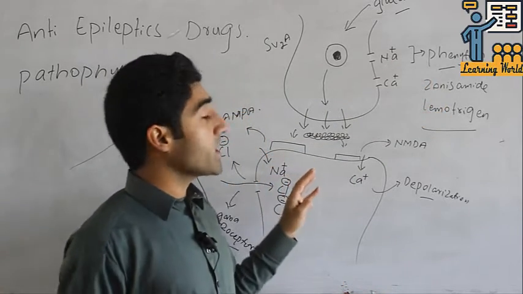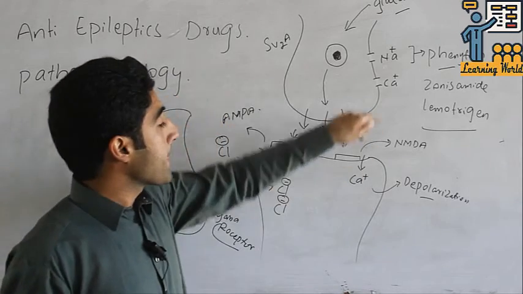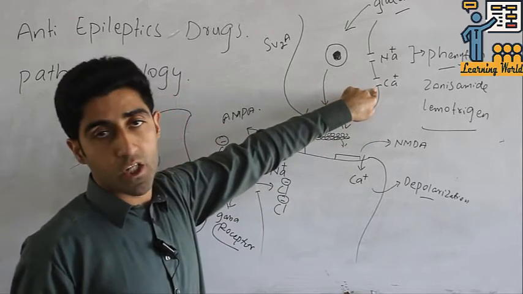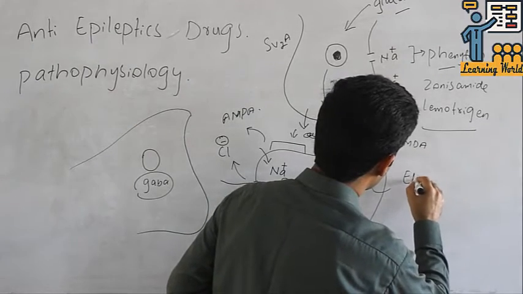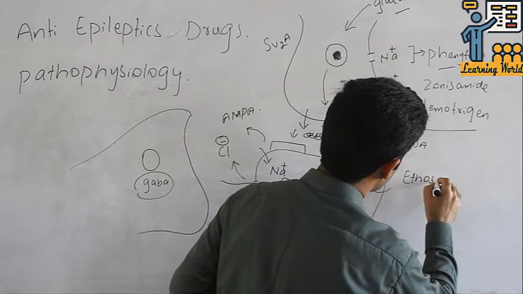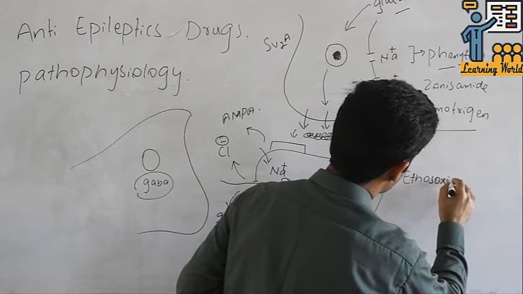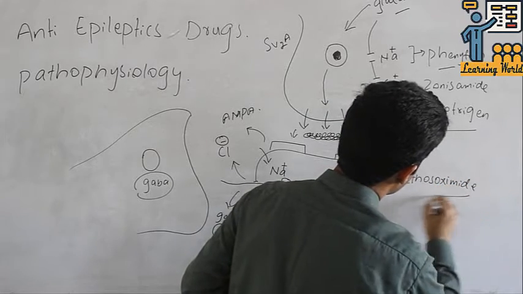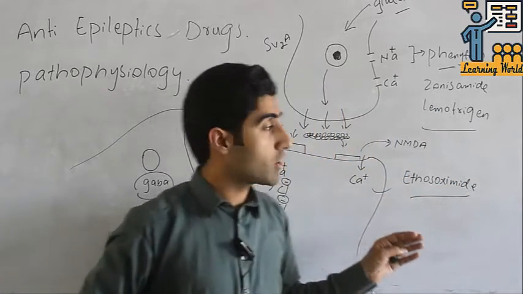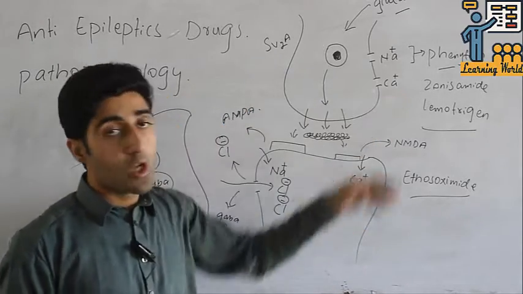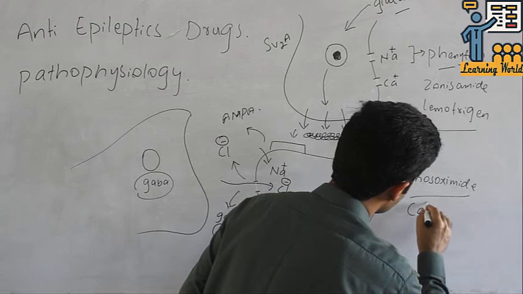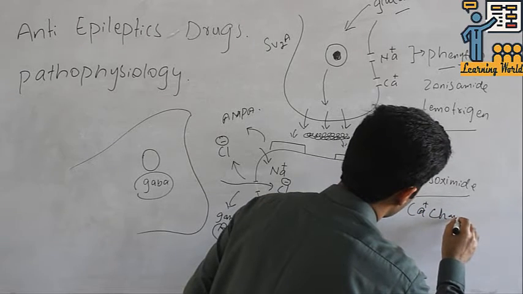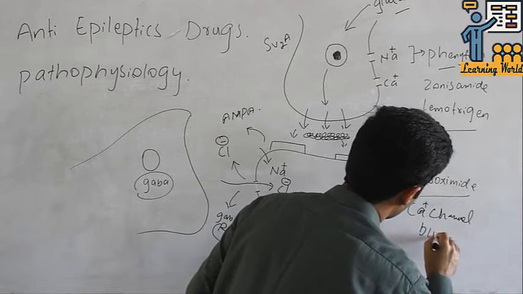The second drug of choice is used to block the calcium channel. The calcium channel blocker is ethosuximide, the drug which is used to block the calcium channel. When the calcium channel is blocked, these are actually the calcium channel blockers.